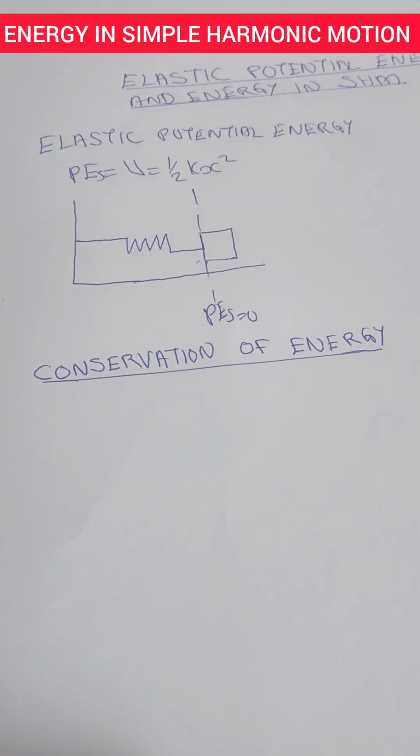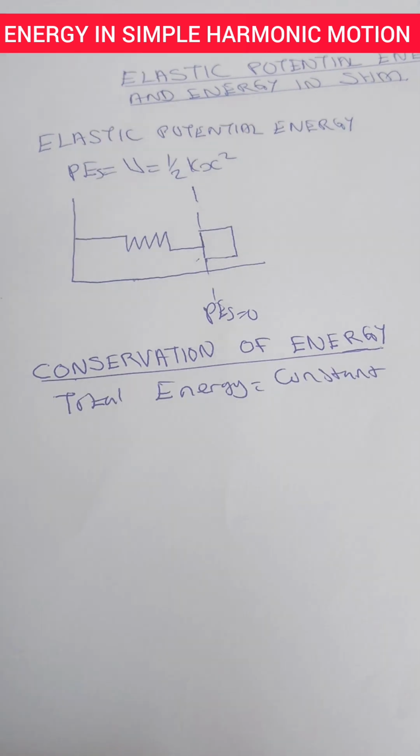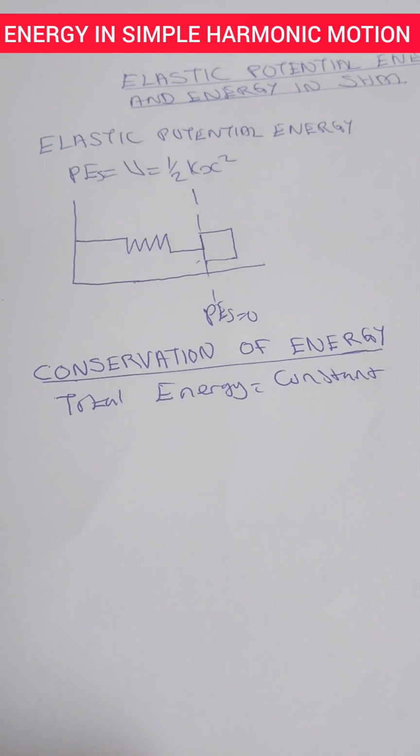Now let's look at conservation of energy. In physics, energy is never lost, it is only transformed. Just like in the previous lessons on work, energy and power, those are the same principles we are applying even in elastic potential energy and simple harmonic motion. Total energy is always constant. Since energy is constant, we have the conservation of mechanical energy formula, which is energy before equals energy after.